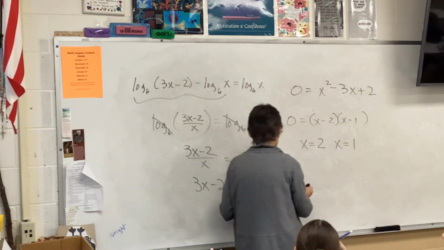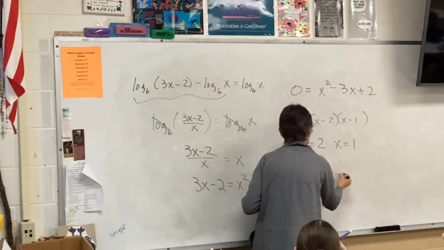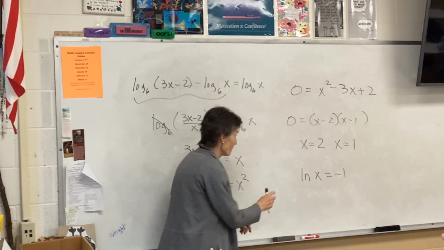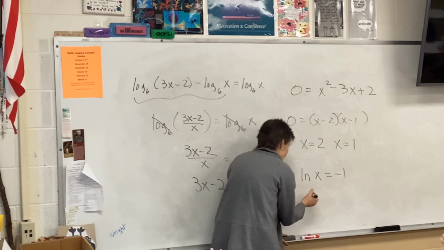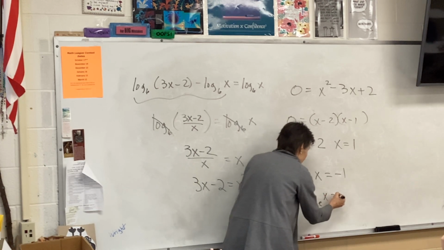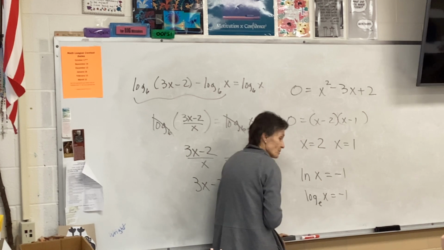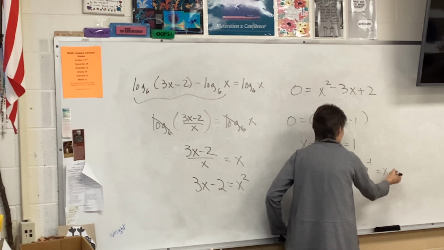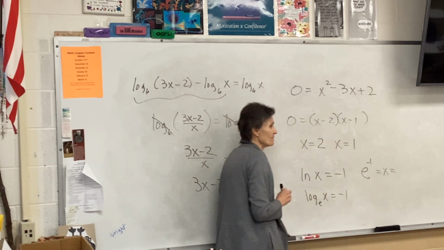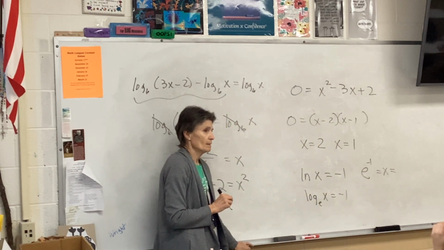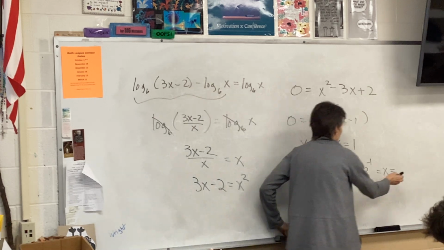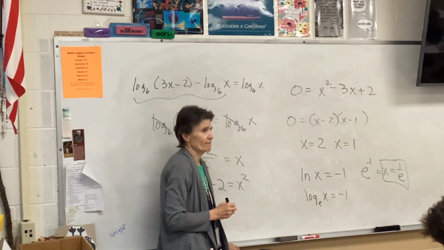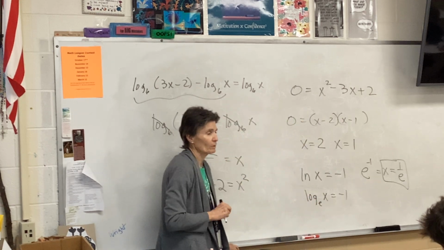All right, G. Now remember, what's this? That's log base e, right? So what are you going to do to solve that problem? Log rule it. So e to the negative first equals x. And let's not leave that as e to the negative first. Would it be 1 over e? Yeah. We don't like negative exponents, so we always do 1 over.